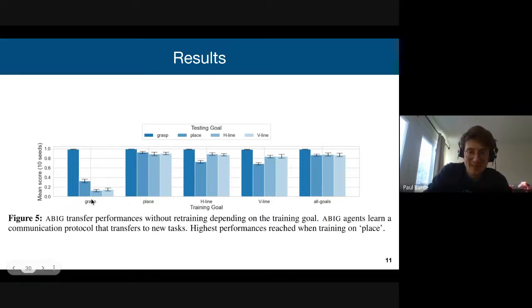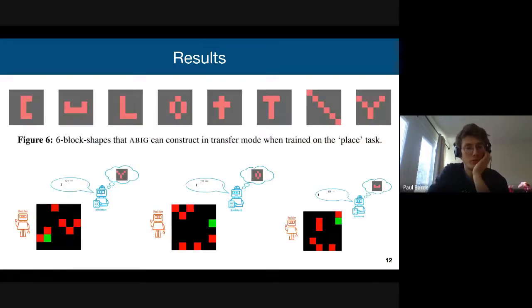What we see is that, except for the grasp task, which is really simple, this seems to work pretty well for the other tasks, especially for place. Meaning that if you learned a communication protocol on place, then you can reuse it without retraining to succeed at all the other tasks, and your success rate is pretty much the same as if you were trained directly on that task or on all of the tasks at once. This was really encouraging, and we wanted to try more complicated structures. These are the structures you can build if you were trained only on the place task. And here you have some rollouts.